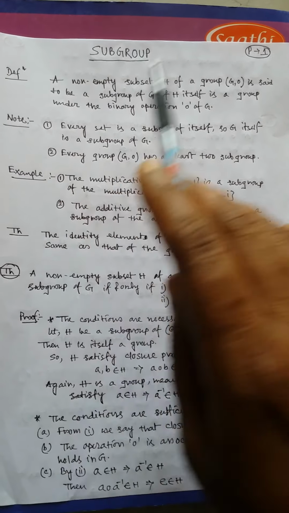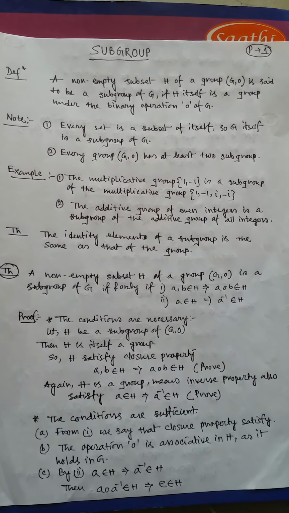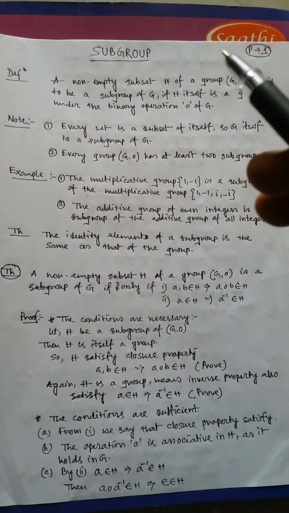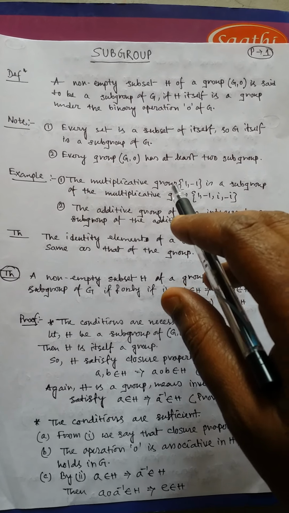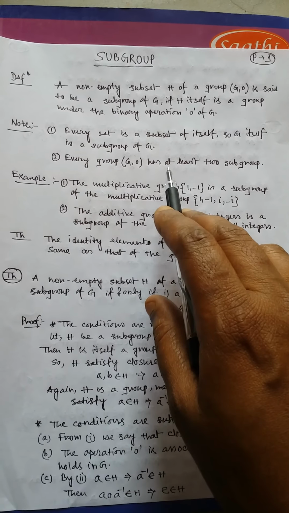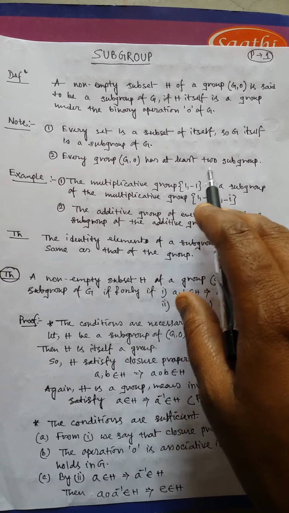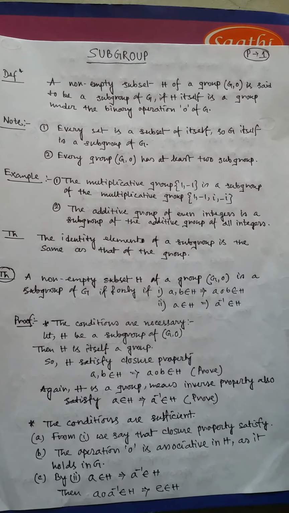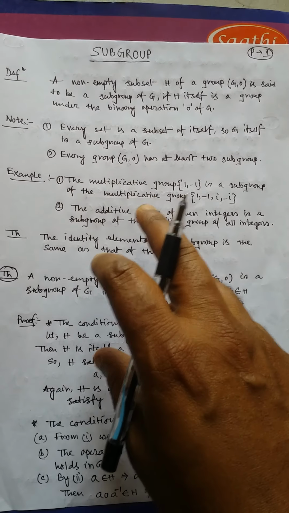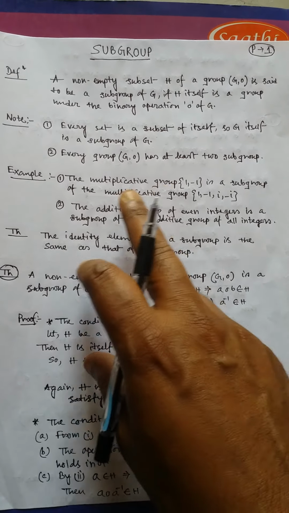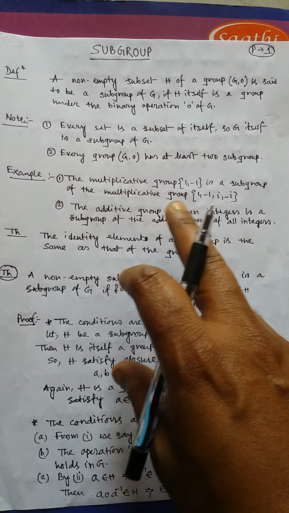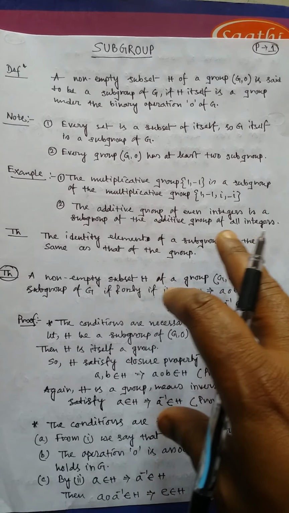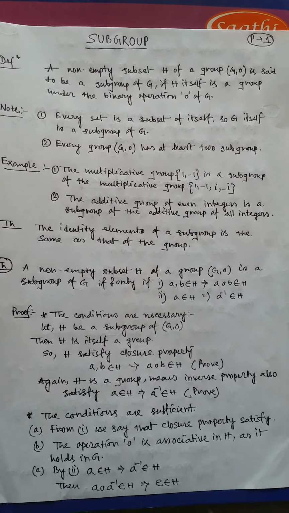Every set, you know from set theory, is a subset of itself. So every group is a subgroup of itself, and every group (G, compose) has at least two subgroups. Clear? At least two subgroups. Now two examples are given here. The multiplicative group of this is a subgroup of a multiplicative group of this, and the additive group of integers is a subgroup of an additive group of integers. These two are the examples.